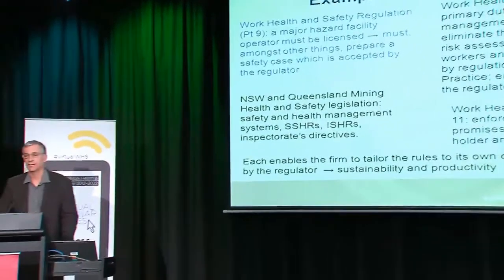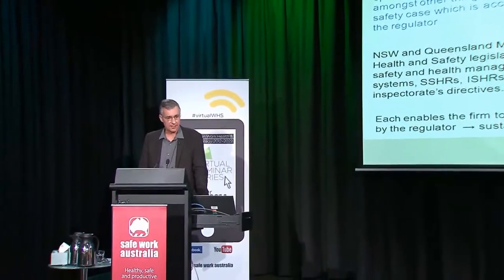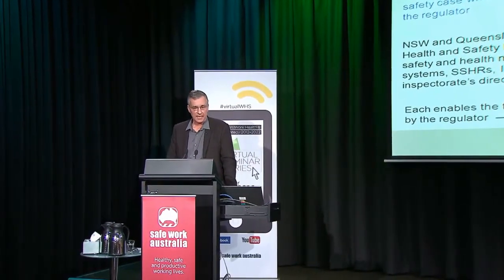Now, where do we find examples of those? Well, we find examples of enforced self-regulation right through work health and safety regulation. And probably the best and purest example is in relation to major hazard facilities under Part 10 of the Work Health and Safety Regulation. And there, a major hazard facility operator must be licensed. And what do they have to do to be licensed? They have to introduce a safety case after consultation with their workers. And that safety case has to be submitted to the regulator, and to be licensed the safety case must be approved. So there's a classic case of enforced self-regulation, Ayres and Braithwaite style.